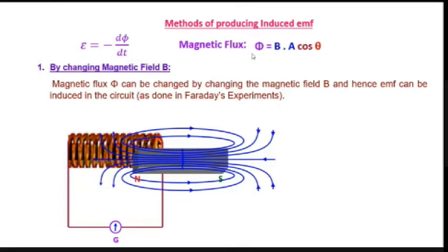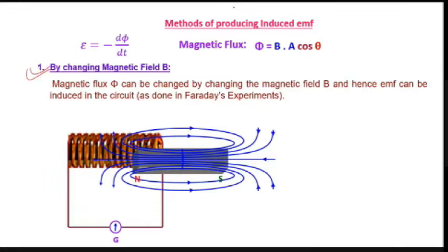Induced EMF is there. Similarly, when we take the magnet away from the coil, what happens? The magnetic flux decreases, because the distance between them is increasing and the magnetic field at the coil is decreasing. So there is a change in flux. Decrease or increase, there is a change in flux. Therefore, there is an induced EMF. So this is the first method to produce an induced EMF.